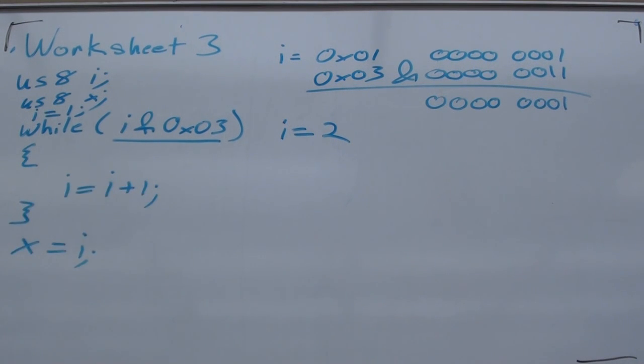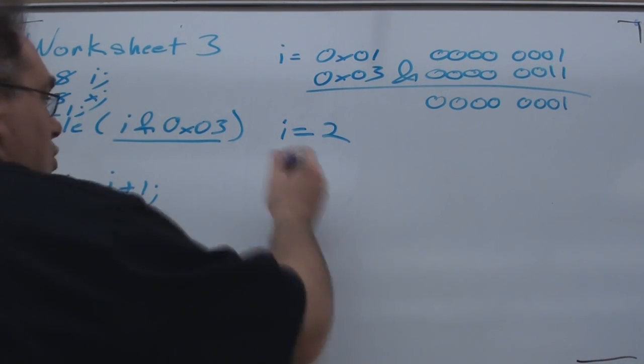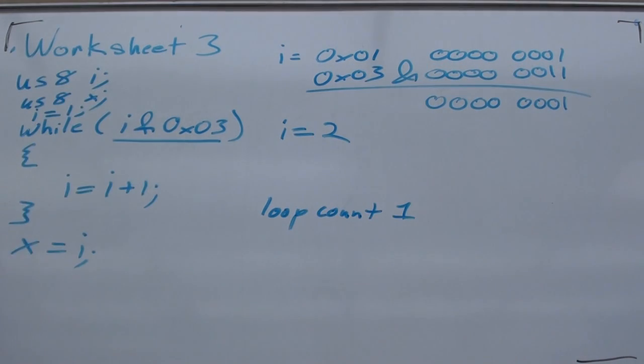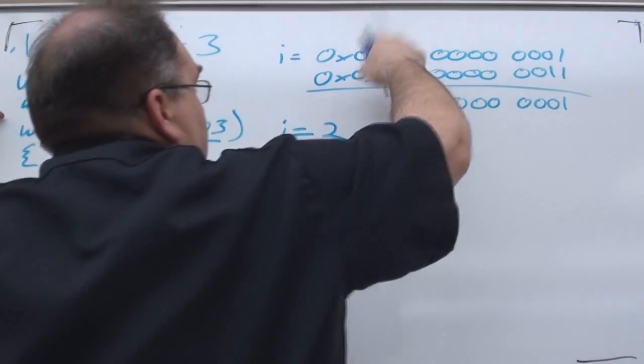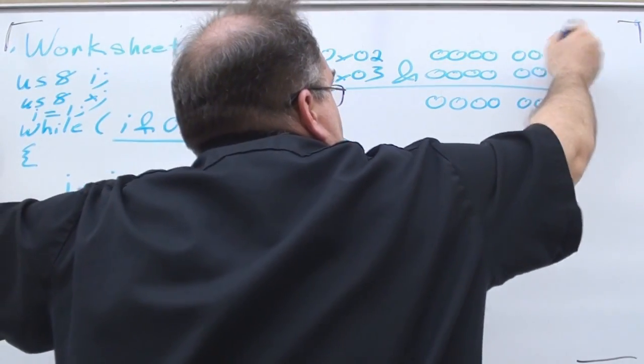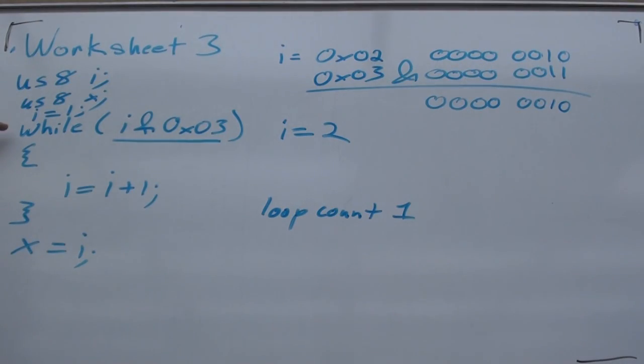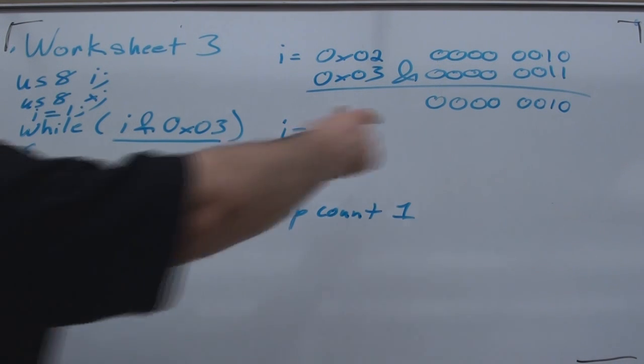We've gone into the loop, so we're going to count how many times. We've gone into the loop one time, so this code is run one time. We go back up here, and this gets reevaluated, but I is now equal to 2, so this is now 1, 0, and when we do the AND operation, this becomes 1, 0. That's true. It's true because this is not 0, so we go into the loop again.